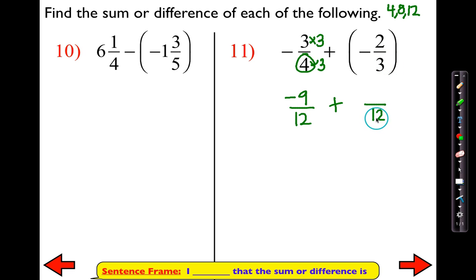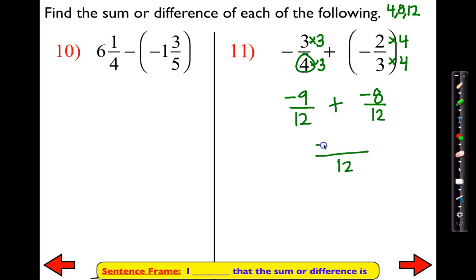Is a 3 a 12? The answer is no, but we could transform it into a 12 by multiplying it by 4. So here, I'm going to have to multiply by 4 as well. So notice this is a negative 2. This is a negative fraction, so we want to keep this negative. Negative 2 times 4, which is a negative 8. Let's double check. 3 times 4 is 12. That's good. So we're going to rewrite this 12 as our denominator.